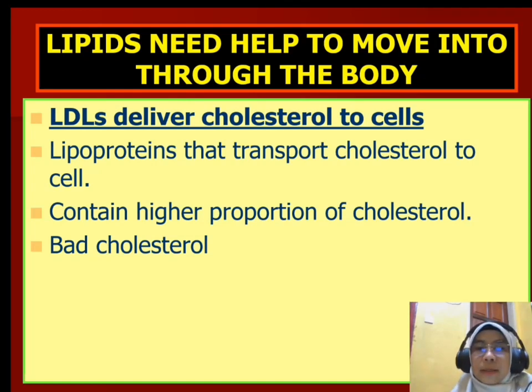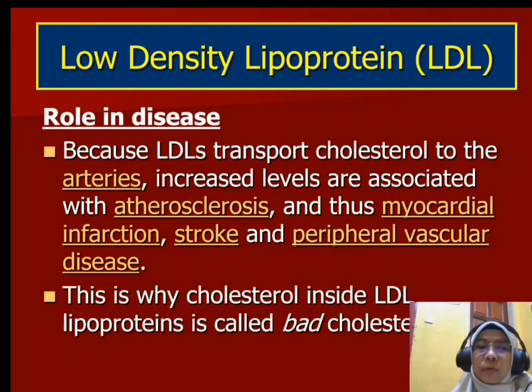LDL. Okay, what's LDL? LDL transports cholesterol to cells, contains a high proportion of cholesterol, and we also call it bad cholesterol. It has a role in disease because LDL carries cholesterol, and it can increase the level associated with tuberculosis, myocardial infarction, stroke, and cerebrovascular disease. That's why cholesterol inside LDL is called bad cholesterol.